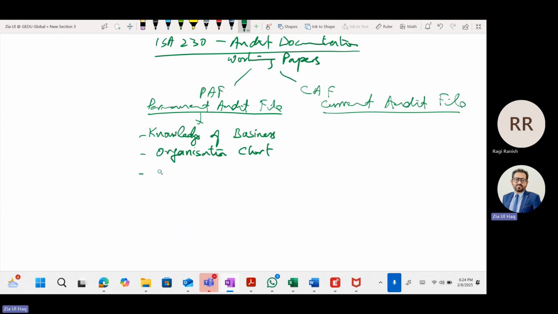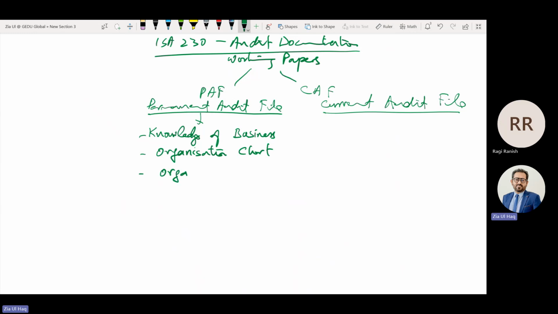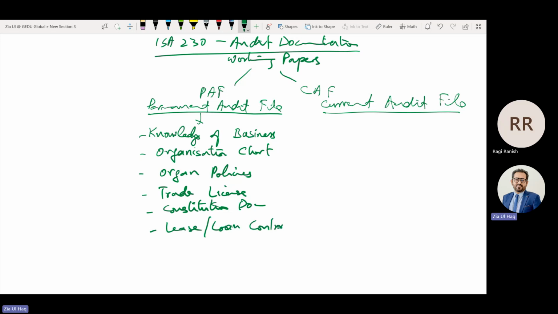What else? Organization policies document, that will remain the same. Trade license, yes. What else? Constitutional documents, meaning memorandum of association, articles of association. What else? Yes, long-term lease contract. Lease or long-term loan contract for 10 years, for 15 years, that will remain the same. That will not change year to year.